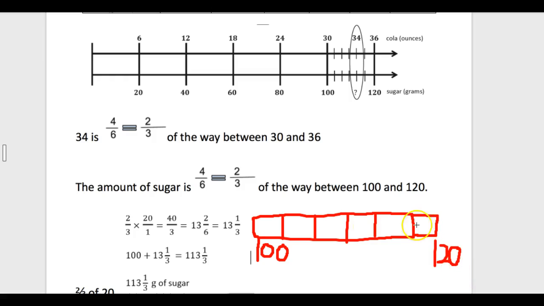100 to 120. To get from 100 to 120 is 20. Okay, this is supposed to be 20. However, we can't just put 1 inside each of these boxes, because that will only give us 6. We can't even put 10 in each box, because that will give us 60. What can we put in each box that in the end will equal the 20 jumps that we need to have? You tell me.